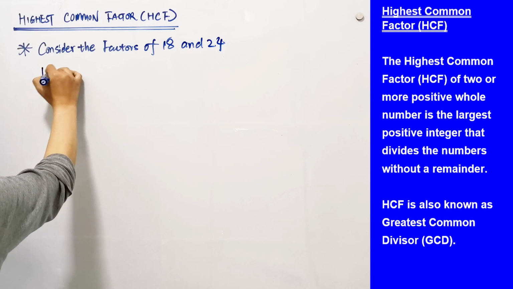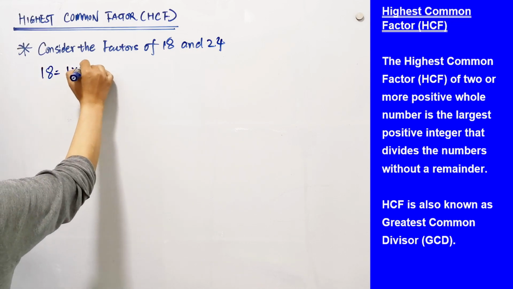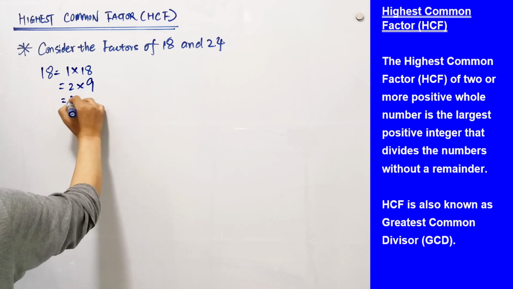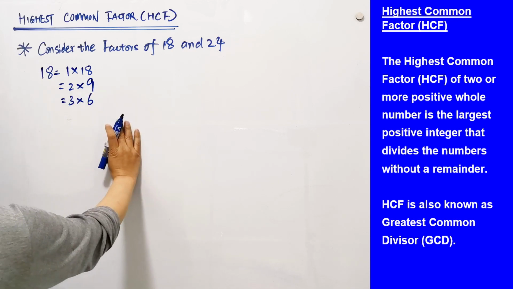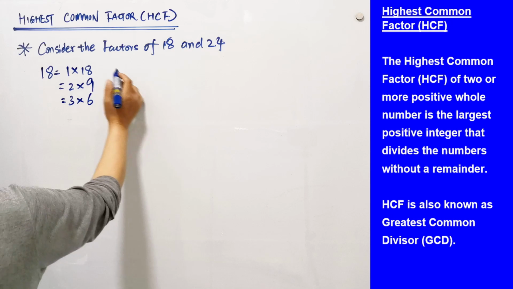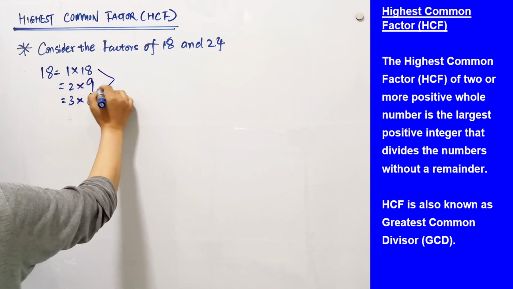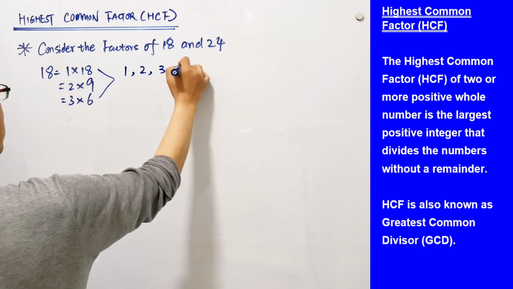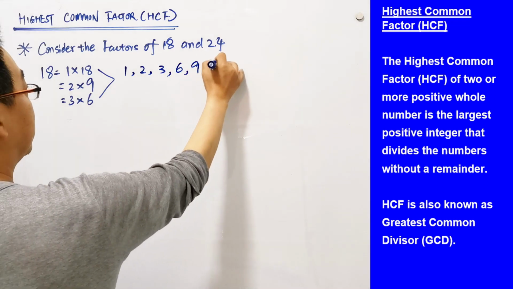Okay, so 18. We have 1 times 18, right? Then we have 2 times 9, right? We have 3 times 6, right? So these are the factors of 18. So we have 1, 2, 3, 6, 9, 18, right?